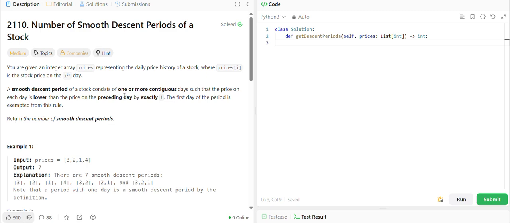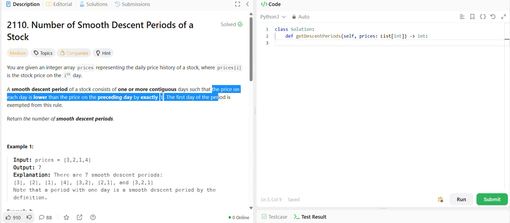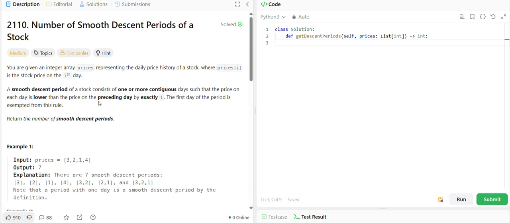Well, in this question, we have to look into 3 points. First is, the smooth descent period of a stock consists of one or more contiguous days. That means contiguous means consecutive, and one or more. So one means every single element is also considered a smooth descent period. Second thing is the price on each day is lower than the price on the preceding day. That means if we consider a day, the price on that day will be lesser than the previous day and the difference will be exactly 1. And we have to return the total number of smooth descent periods.